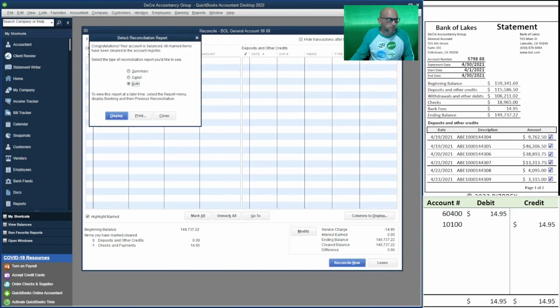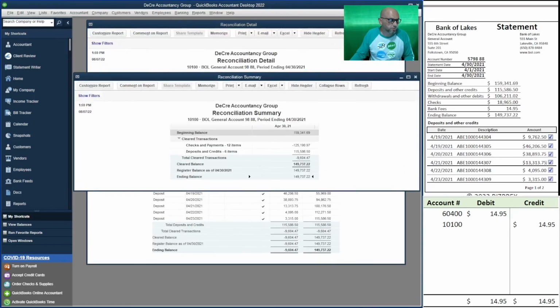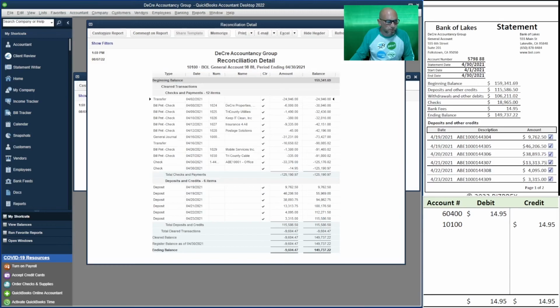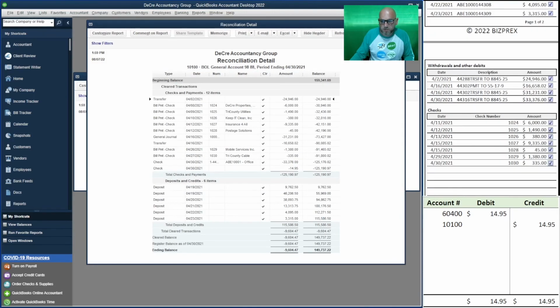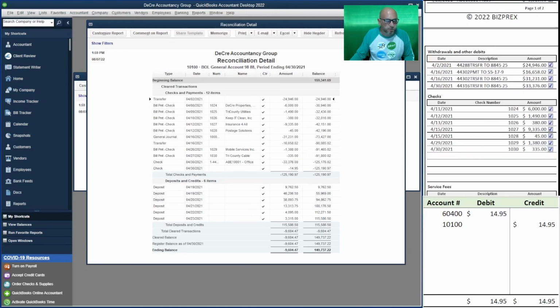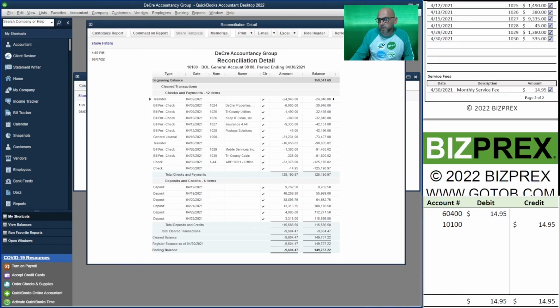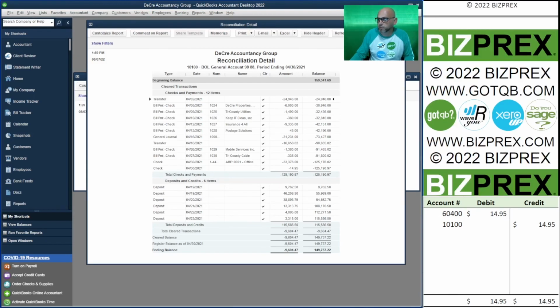Here it is. Okay, so it asks, do we want to display and print both reports? Let's take a look at them first. Yes, our balance matches, our transactions match. Right here, we're good to go. So typically we would print both of those reports, attach them to the statement, sign it, and reconciliation for April is complete.